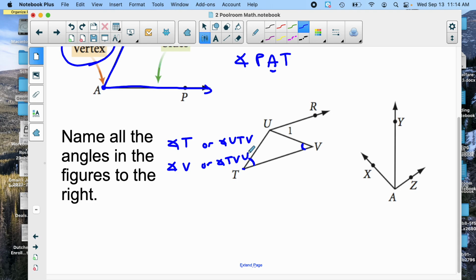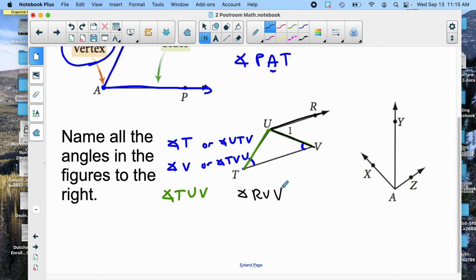But once I get up towards angles whose vertex is at U, I have to only use 3 letters. Because if I say angle U, are you looking at this angle? Are you looking at this angle? Or are you looking at the whole angle? So you got to be specific. For example, if I want this angle that I'll write in green, this angle here, that's going to be angle TUV. If I talk about this angle that I do in black, I can call that angle RUV.